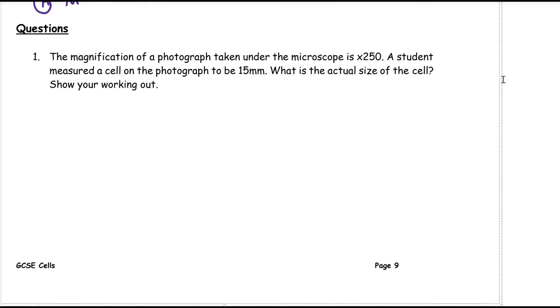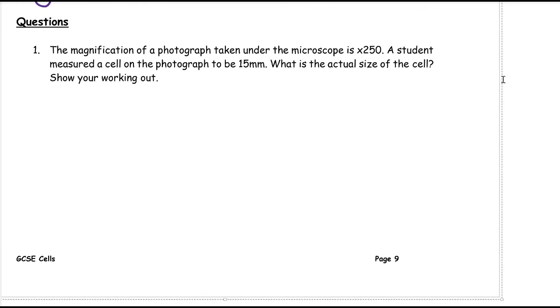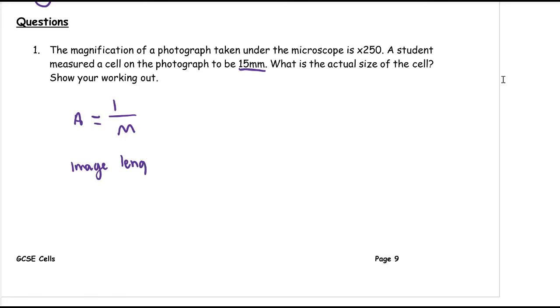Magnification of a photograph taken under the microscope is times 250. A student measured a cell on the photograph to be 15 millimeters. What is the actual size of the cell? So actual size of the cell equals image length divided by magnification. So that means we need to take the image length, which is 15 millimeters, convert that to micrometers, which is times it by 1,000.